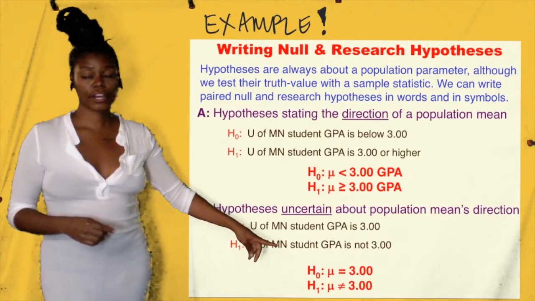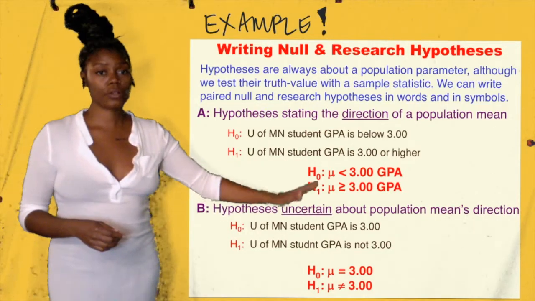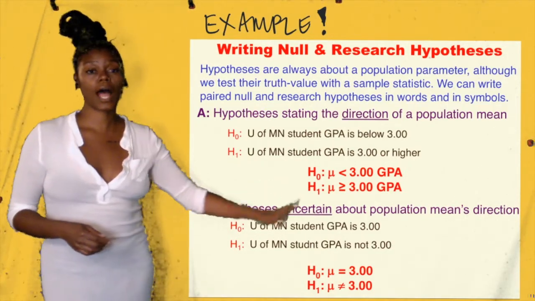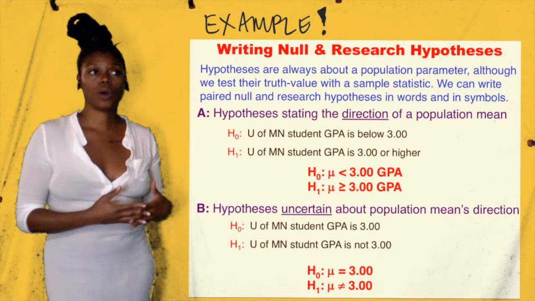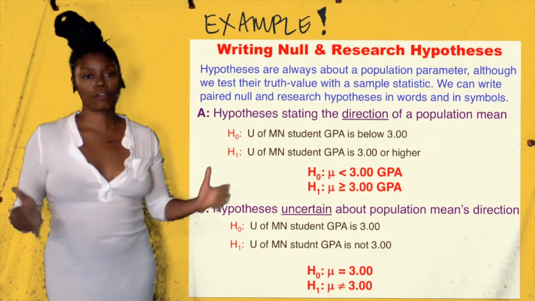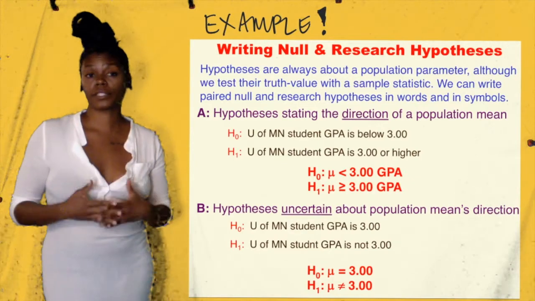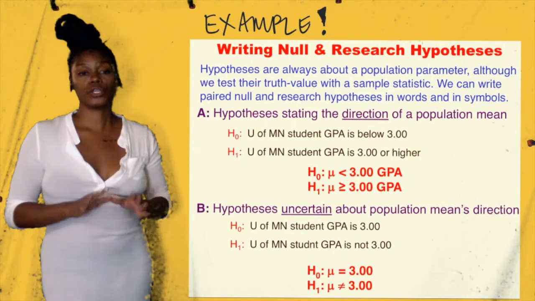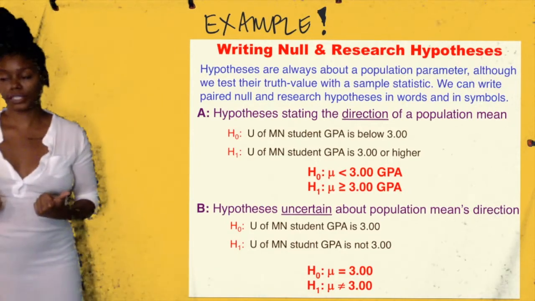And down here, you can see that we have mu equals 3 or mu does not equal 3. That's when you're testing and you are uncertain about the direction away from or towards the particular sample statistic that you're looking at, and so you want to look on both sides of the standard normal distribution.